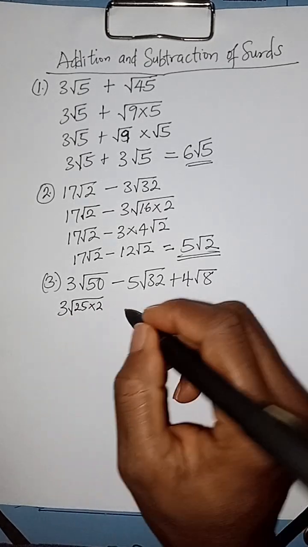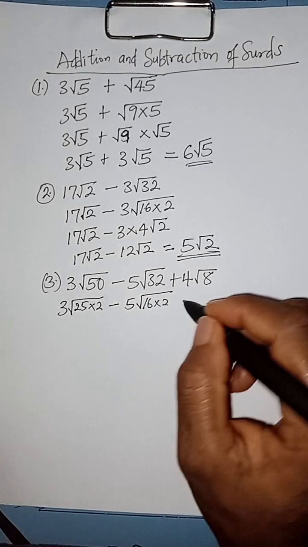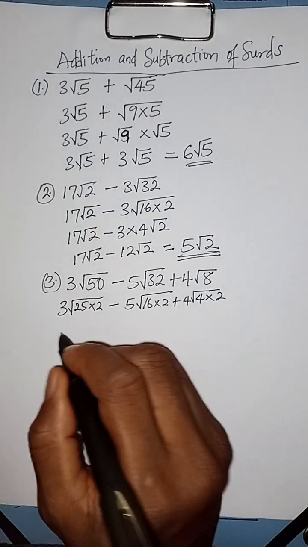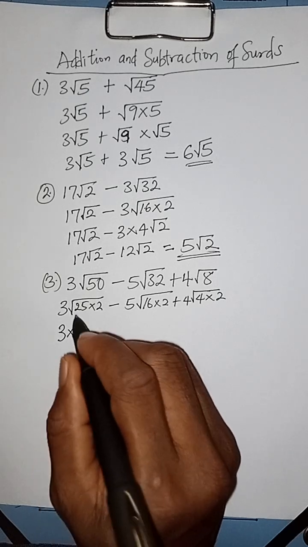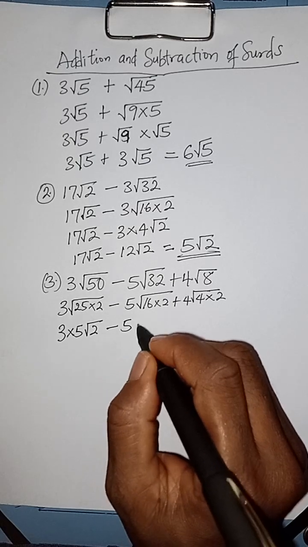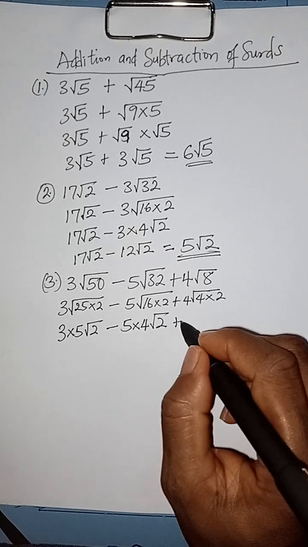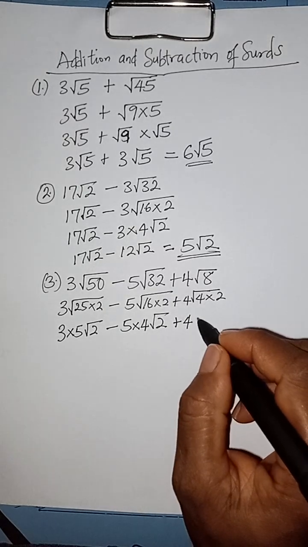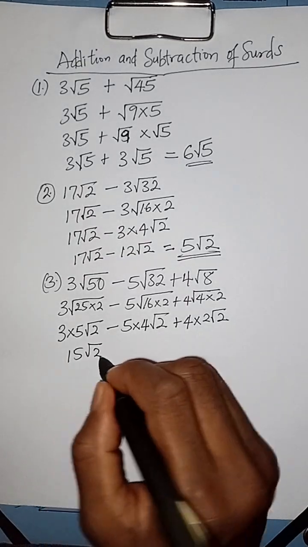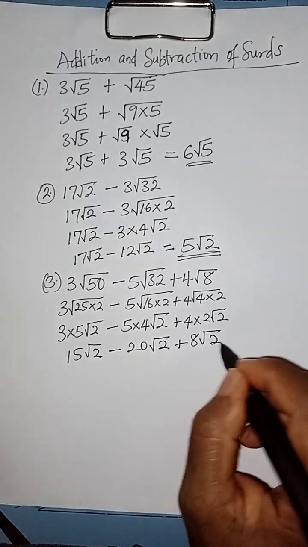25 times 2 minus 5, 16 times 2 plus 4, 4 times 2. So it's very easy. So this is 3 times square root 25 is 5 root 2 minus 5 times square root of 16 is 4 root 2 plus 4 square root of 4 is 2 root 2. So this is 15 root 2 minus 20 root 2 plus 8 root 2.